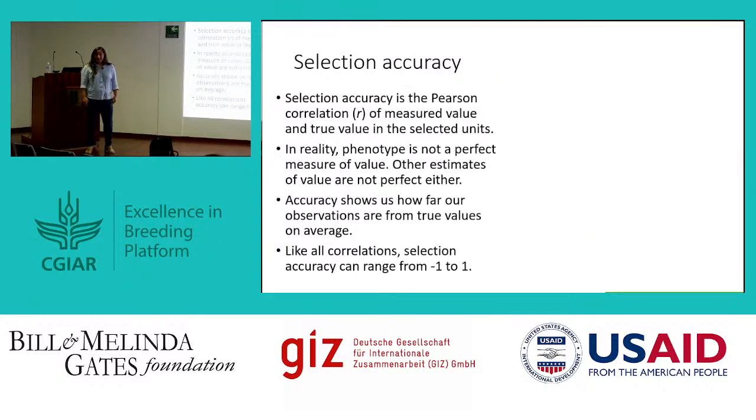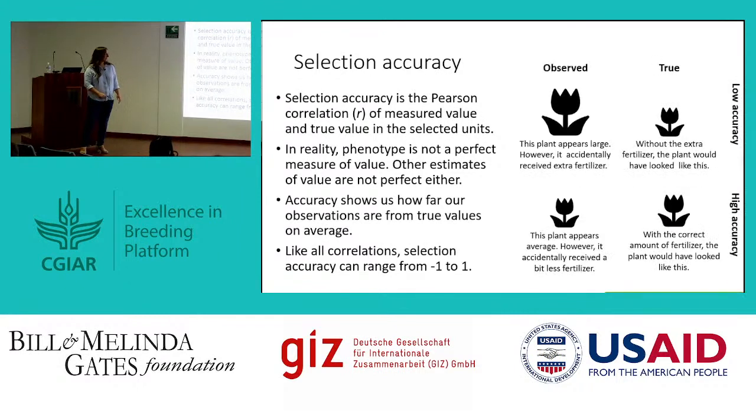Now we'll move on to selection accuracy, again as a factor that affects the response to selection. Selection accuracy is measured as the Pearson correlation, R, of measured values and true values in your selected units. So we all know phenotypes are not perfect. They're not a perfect measure of value, and even our other good estimates of value are not perfect. So accuracy just shows us how far our observations are from the true values on average. Like all correlations, this is a value ranging from -1 to 1. It's not special in any other way statistically.